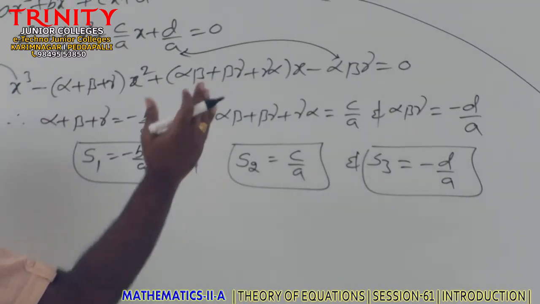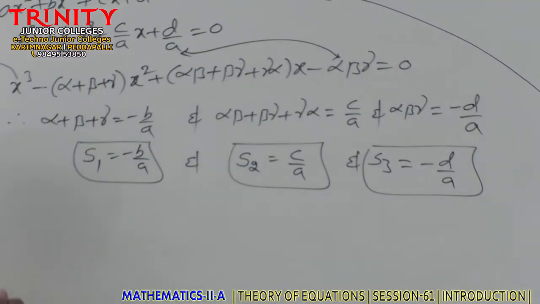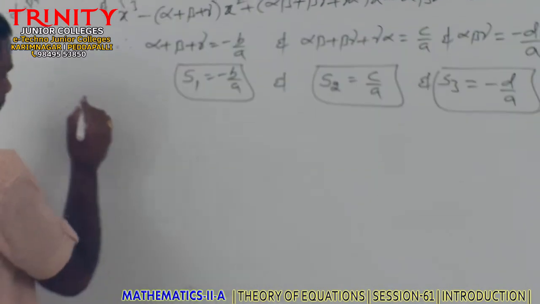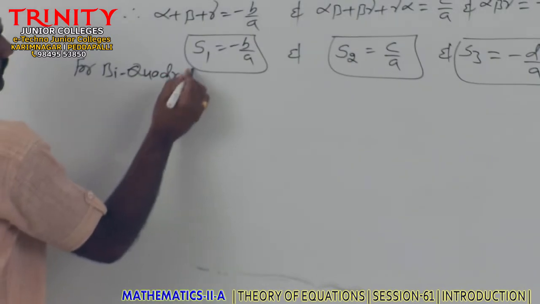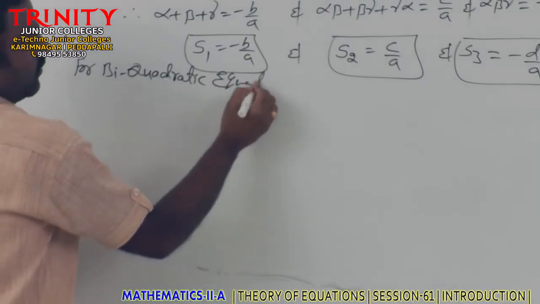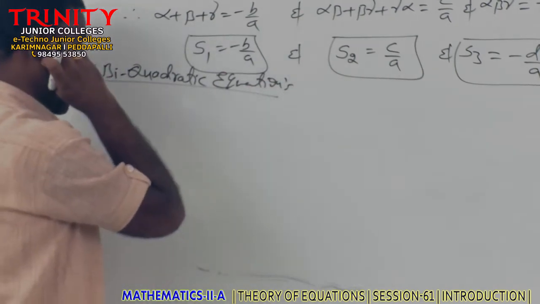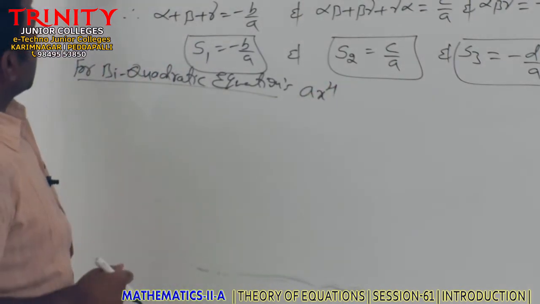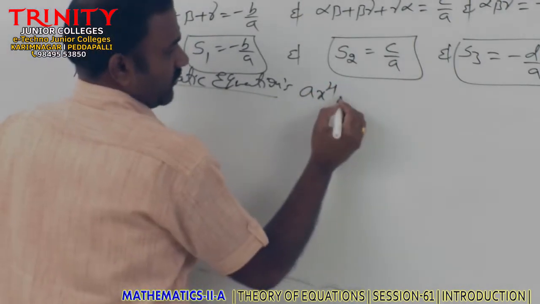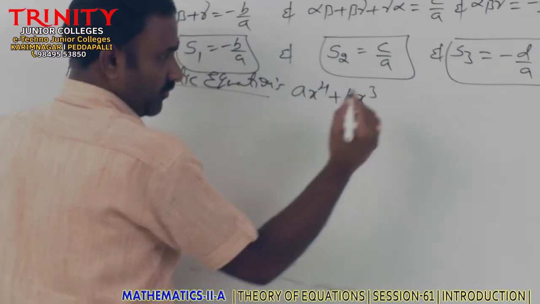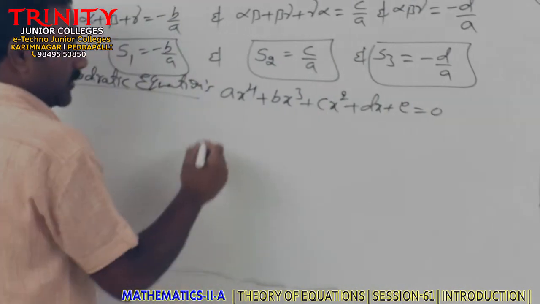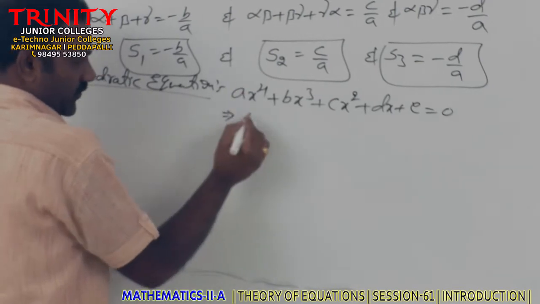Now quadratic completed, cubic completed, then we will go for the biquadratic equation. For biquadratic equation, the power n is equal to 4. What is the biquadratic equation standard form? Cubic is ax cube. Biquadratic is ax power 4 plus bx cube plus cx square plus dx plus e is equal to 0. Then make x power 4 coefficient as 1.